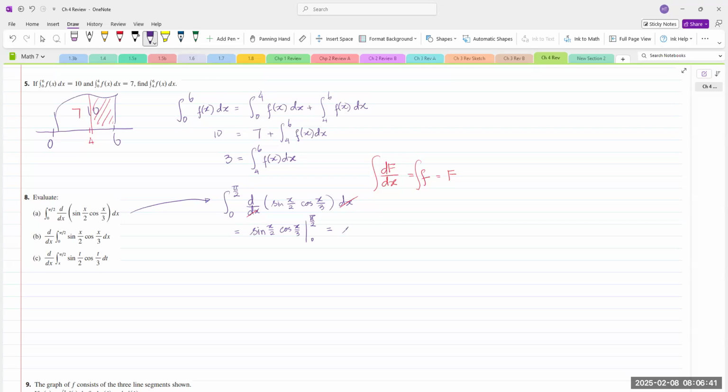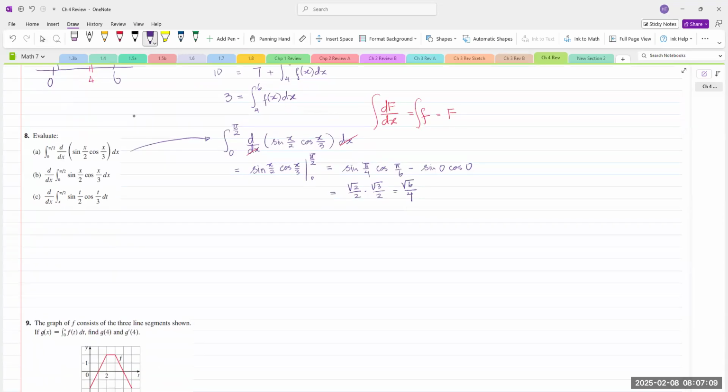So this will be sine pi over 4 cosine pi over 6 minus sine 0 cosine 0, which is 0. So this is radical 2 over 2 times radical 3 over 2. That's radical 6 over 4. Okay, now part B. How about the derivative of that integral?